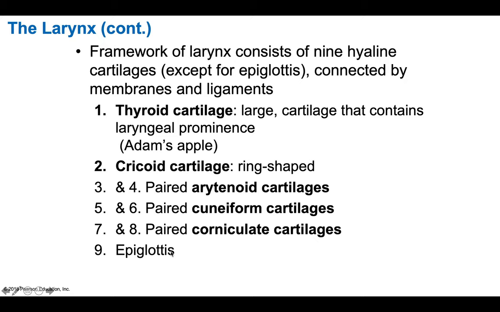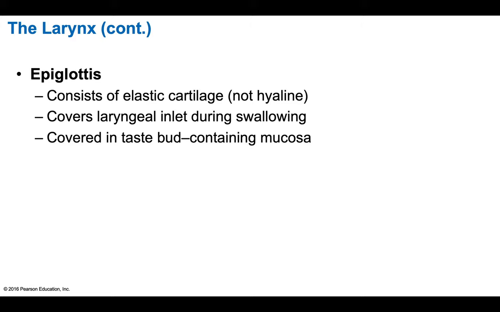The epiglottis is composed of elastic cartilage and is almost entirely covered by taste bud-containing mucosa. It extends from the posterior aspect of the tongue to its anchoring point on the anterior rim of the thyroid cartilage. When only air is flowing into the larynx, the inlet to the larynx is wide open and the free edge of the epiglottis projects upwards. Now, during swallowing, the larynx gets pulled superiorly and the epiglottis tips over to cover the laryngeal inlet. This action keeps food out of the lower respiratory passageway. This is why we don't choke to death. Anything other than air entering the larynx initiates the cough reflex to expel the substance.